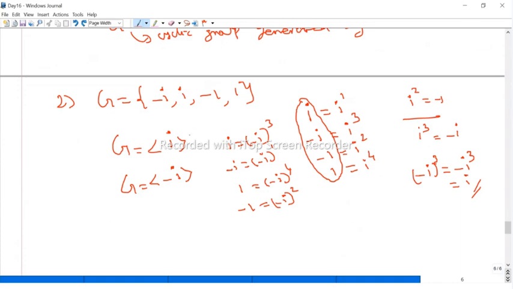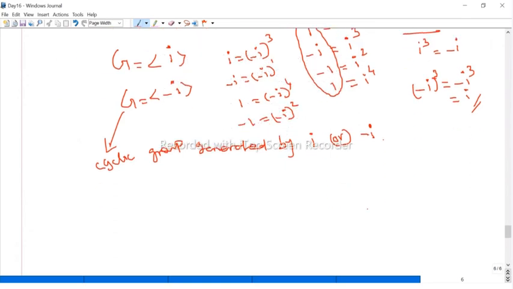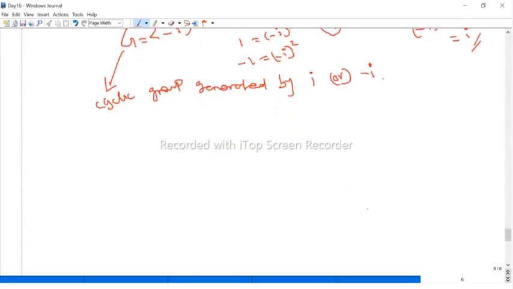Therefore -i is also a generator. So in this group there are two generators; you can take either one. Anyway, this is a cyclic group. G is a cyclic group generated by i or -i. There are two generators. This is a finite cyclic group.